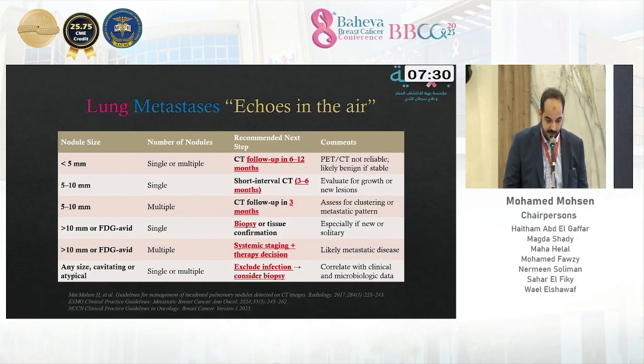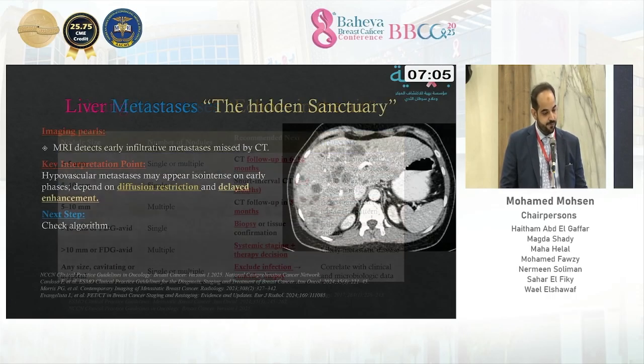millimeters: single, 3 to 6 months follow-up; multiple, 3 months follow-up. More than 10 millimeters or FDG-avid single, biopsy to exclude a second primary. More than 10 or FDG-avid multiple should be considered metastatic and proceed for systemic staging and therapy decision. Of any size, cavitating or atypical, exclude infection first, then consider biopsy.